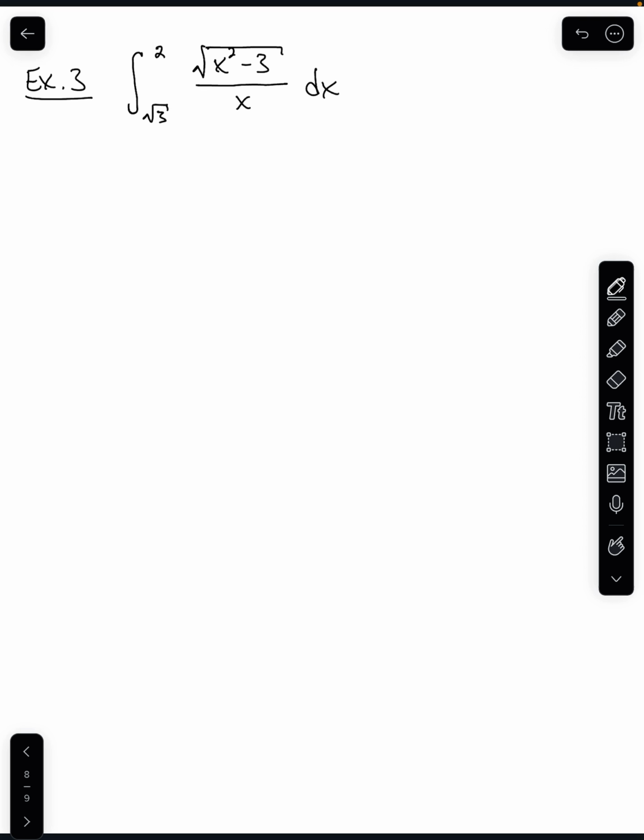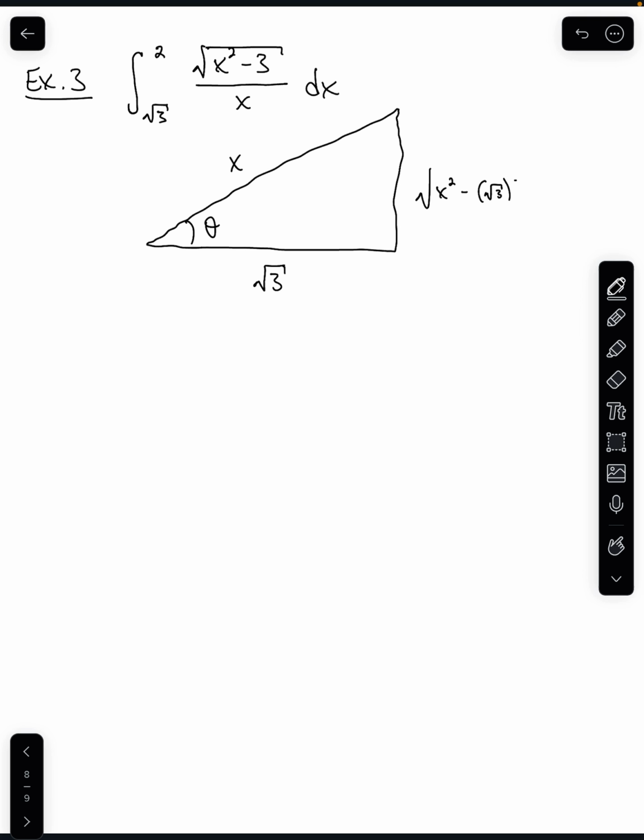Before we get to that, let's proceed as we had previously. We have a square root of x squared minus 3, which we can describe using a triangle where the hypotenuse is length x and the adjacent side is length square root of 3, so that the opposite side is length square root of x squared minus square root of 3 squared.